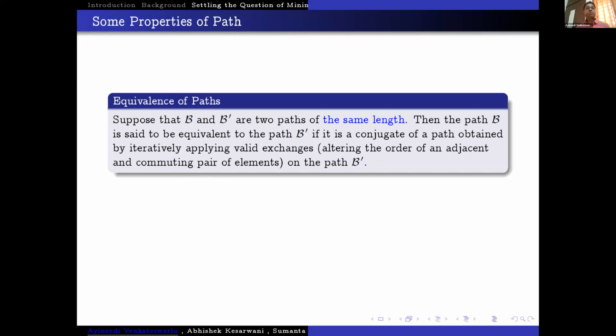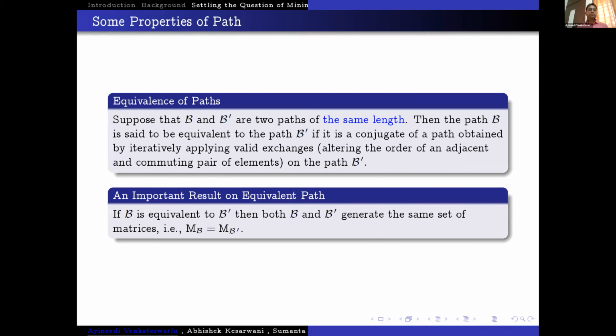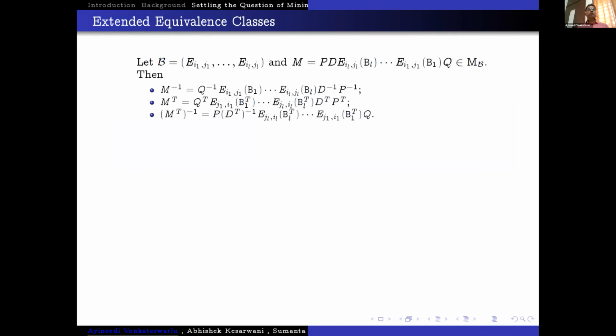As you can see from the earlier discussion, these two paths generate the same set of matrices. If B is equivalent to B prime, then they both generate the same set of matrices. This way we can club several paths into an equivalence class, and now we club a few more such equivalence classes to extend these equivalence classes. Given a path B and a matrix M generated by this path B, M inverse can be given by this decomposition. M transpose has this decomposition, and you can see that these are related to this path.